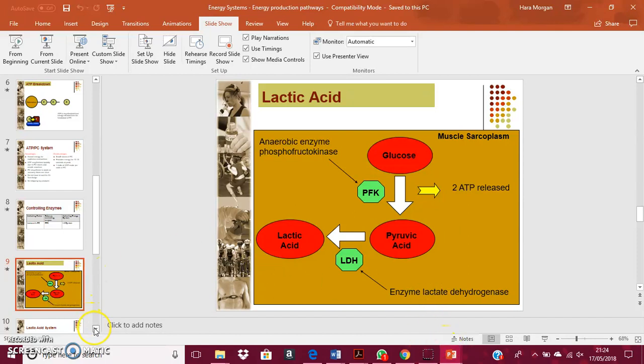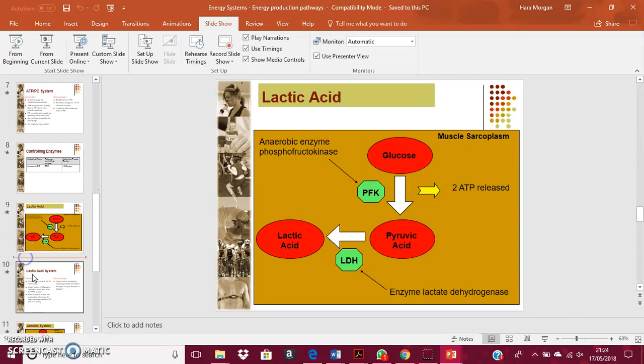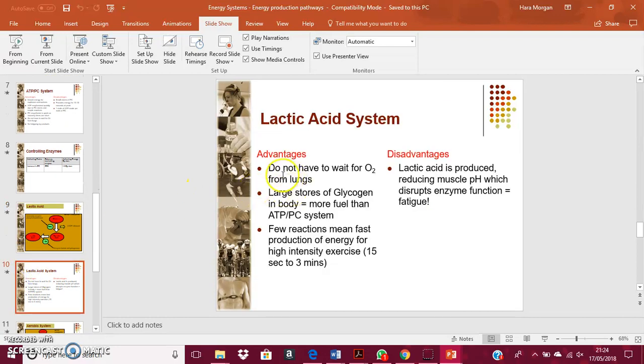I'll go on to the advantages and disadvantages of that system. So advantages: do not have to wait for oxygen from the lungs, large stores of glycogen in the body, in the muscle and liver, more fuel than the ATP-PC system, i.e. 2 ATP. Few reactions mean fast production of energy for high intensity exercise, 10 to 15 seconds to 3 minutes. Disadvantages: lactic acid is produced, i.e. causing fatigue, a negative impact of the lactate system.